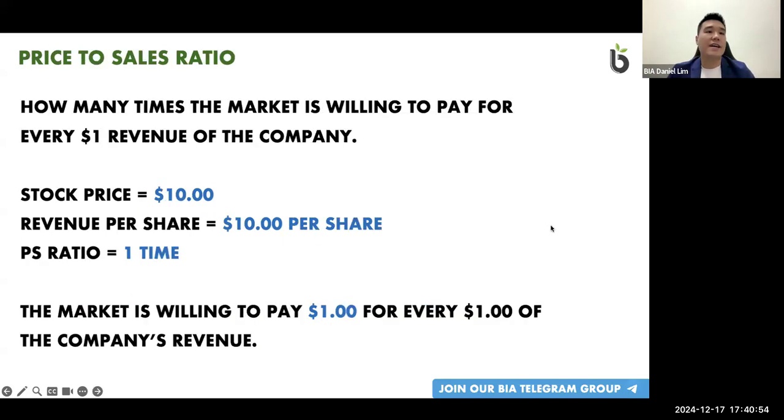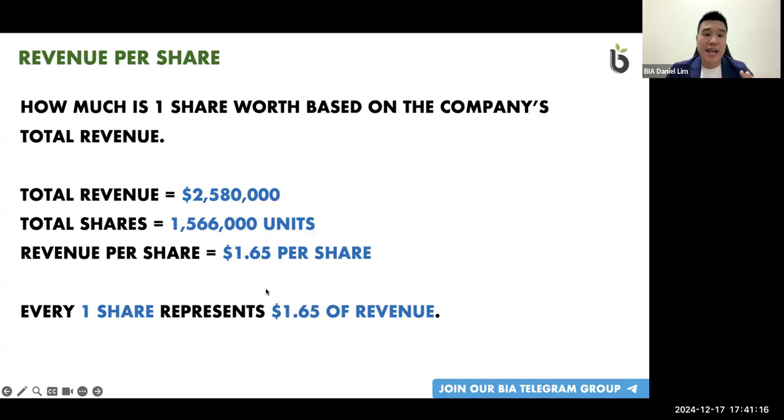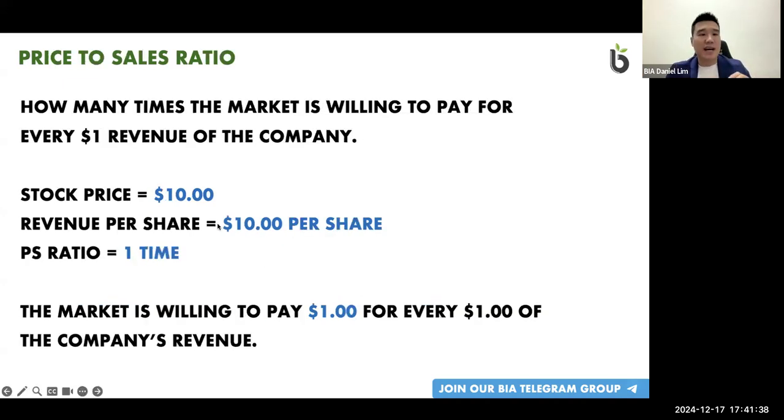Very simple, right? Okay, so now let's go to price to sales ratio. Price to sales ratio here means how many times the market is willing to pay for every $1 of revenue of the company. Because once you know the revenue per share is $1.65 of revenue, this one share represents $1.65. So now the next question is, outside there in the market, how much are they willing to pay to own this share that is worth $1.65? I hope you get the idea now. This is how it works.